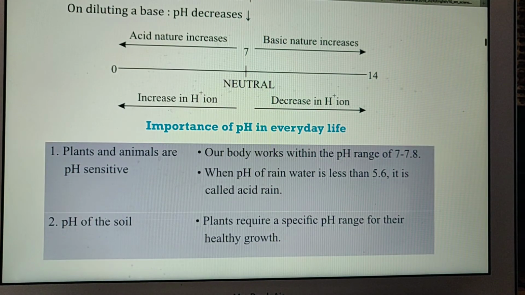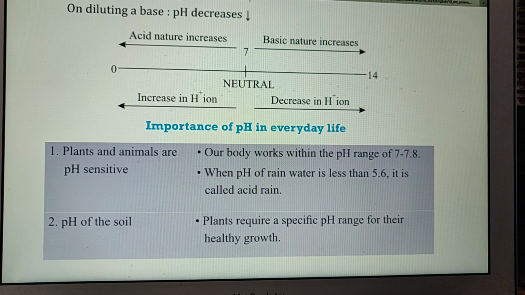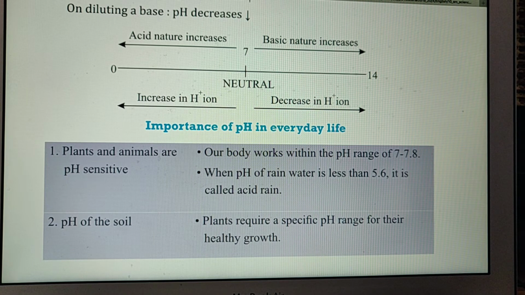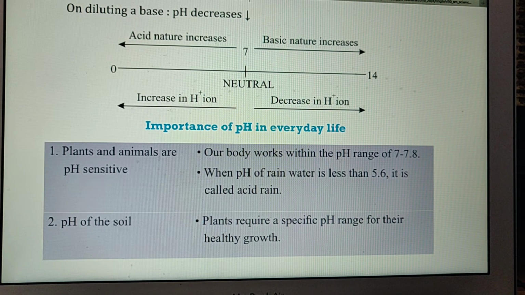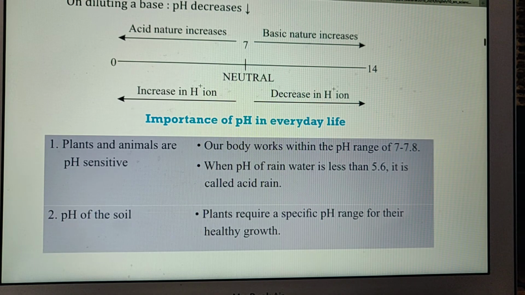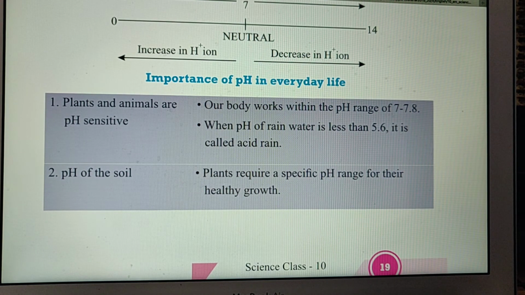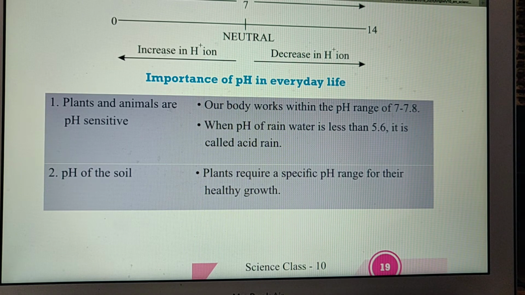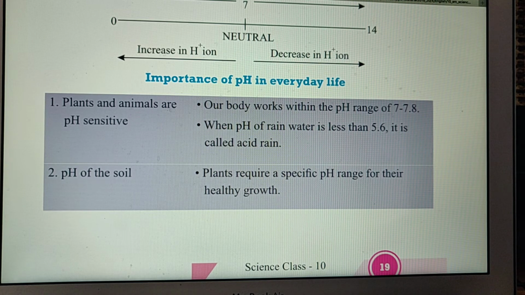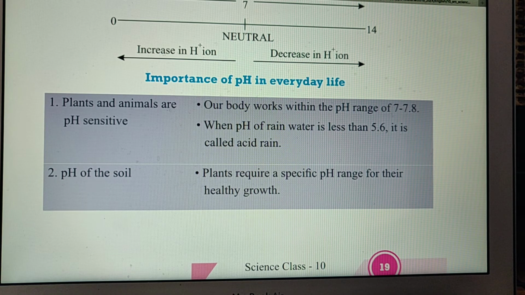So acidic nature increases if pH is below 7. If pH is above 7, the basic nature increases. Neutral is 7; from 7 towards 0 it is acidic, and above 7 up to 14 it is basic. So an increase in H ion concentration makes it acidic, and a decrease in H ion concentration makes it basic.